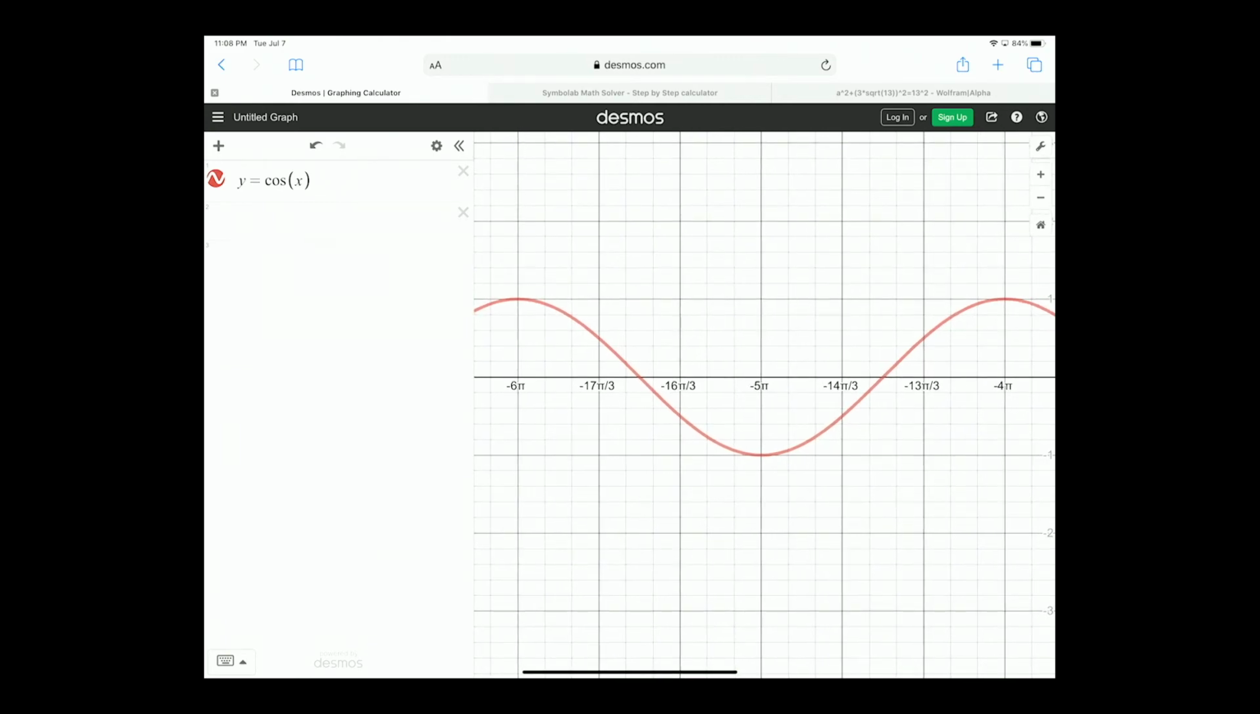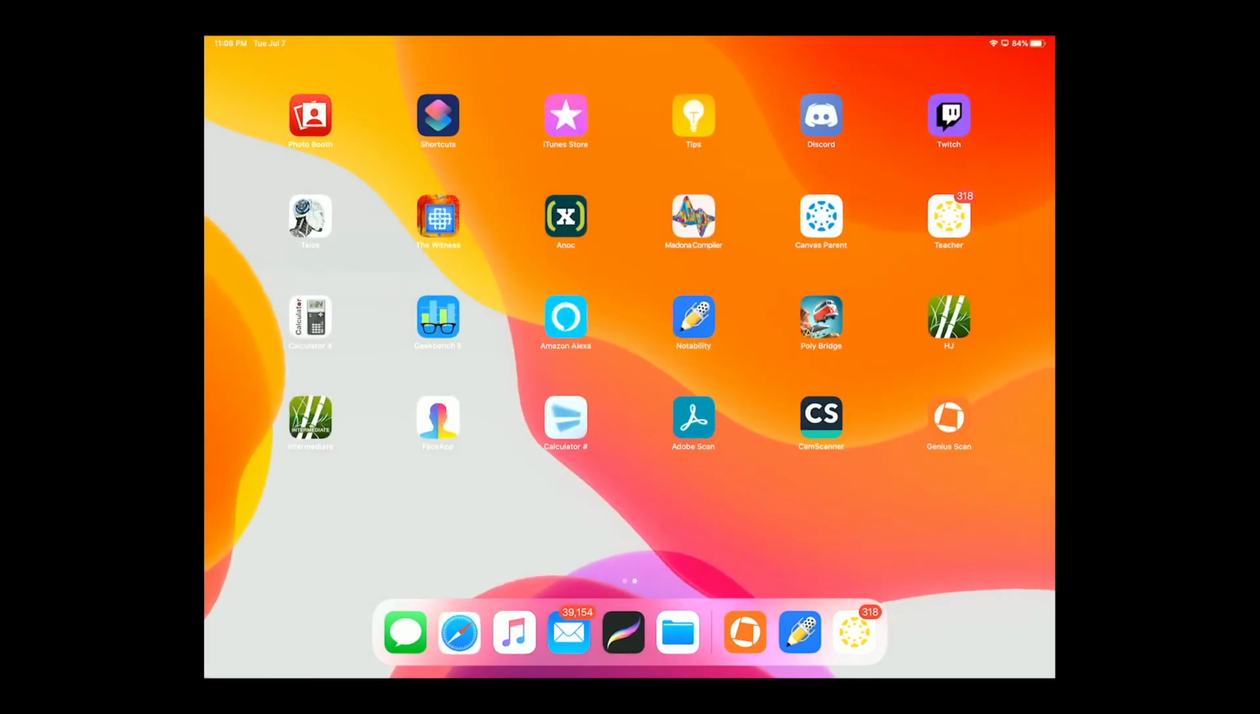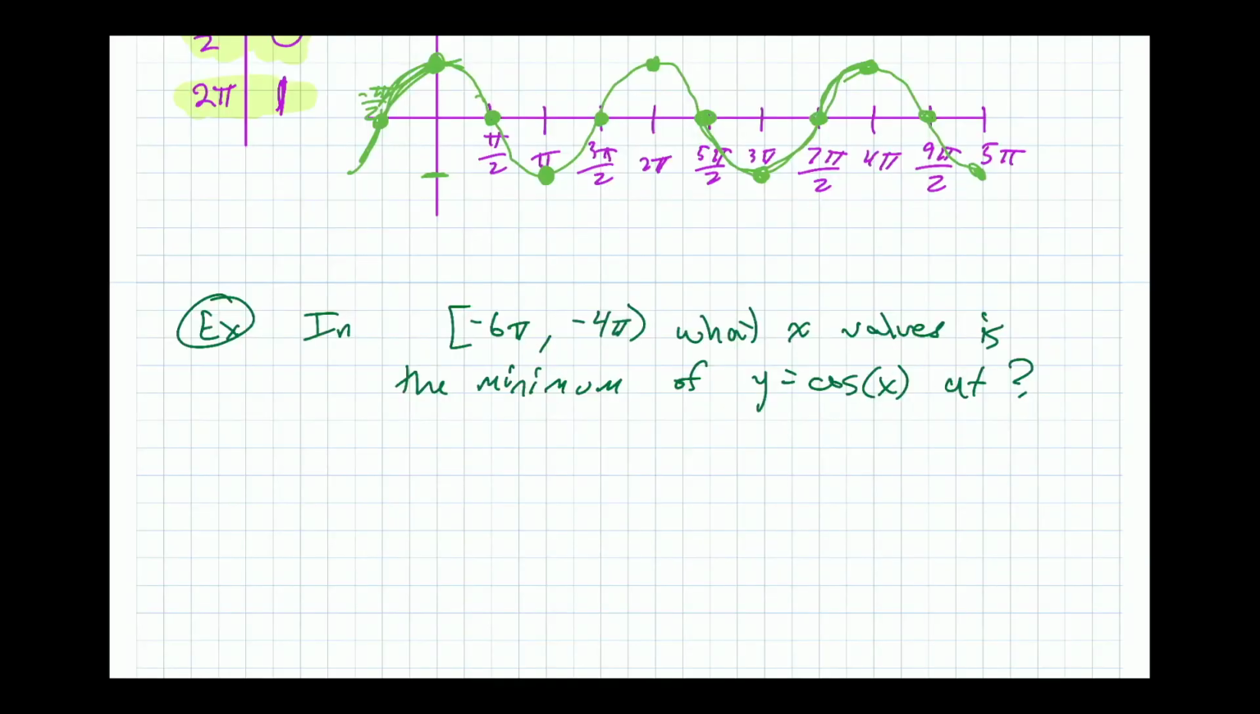And where is the minimum at? So just looking at this, I see that there is a minimum right down here, right? And the x value is negative 5 pi. So I come back here and I say x equals negative 5 pi. That's where. All right, so you just graph it and get the value that way.